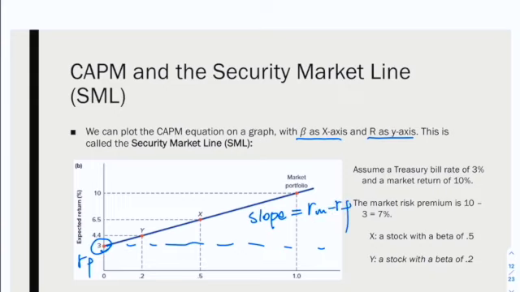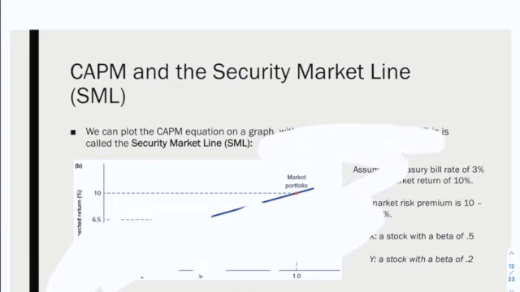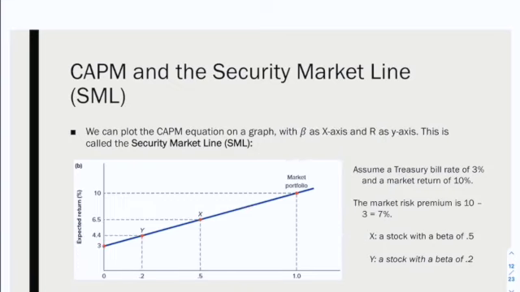Okay, and why do we need a line like this? What else does the line tell us? There must be a reason that we're drawing this line, although it's very simple, it's a linear line. Well, this line basically tells us what should be the expected return for any risky asset, as long as we know the beta. Assume we have a treasury rate of return at 3% and the market return of 10%. And then we know the market risk premium is 10 minus 3, which is 7%. This will be the slope of this line.